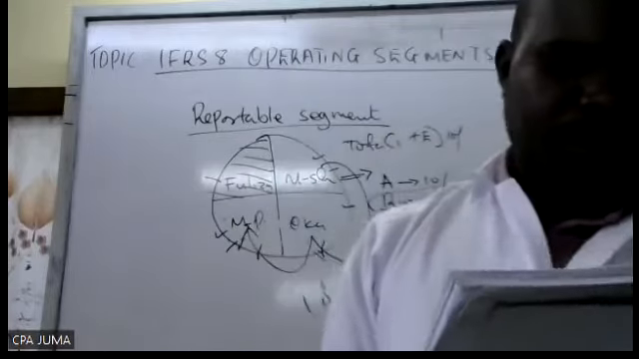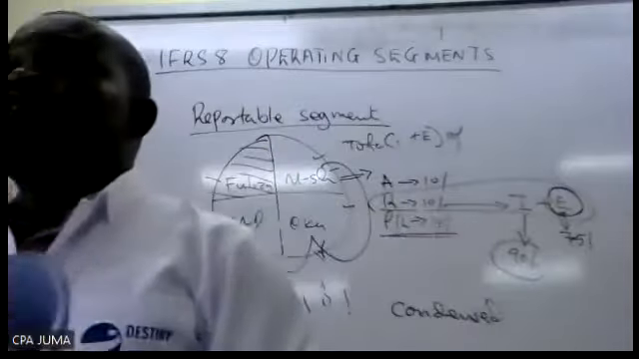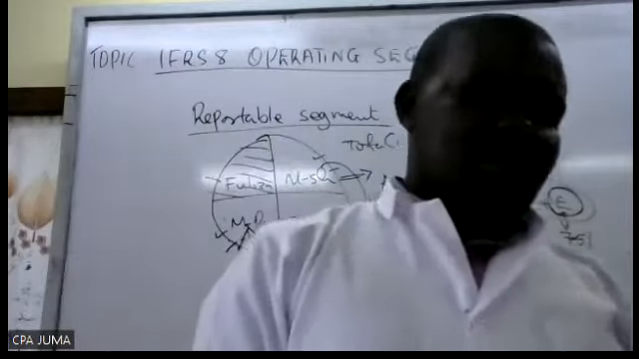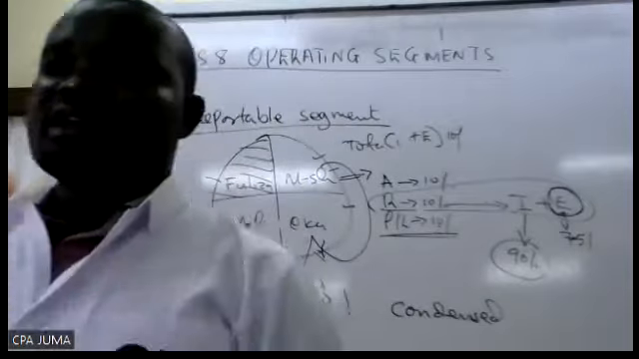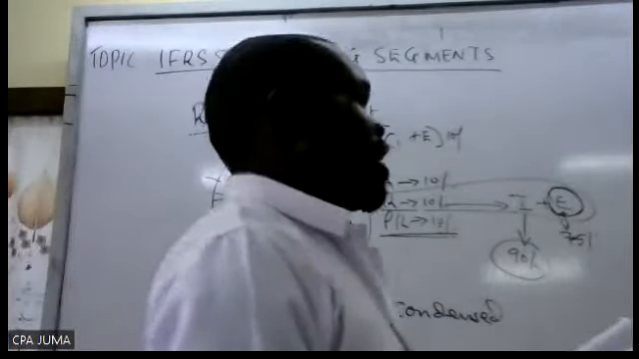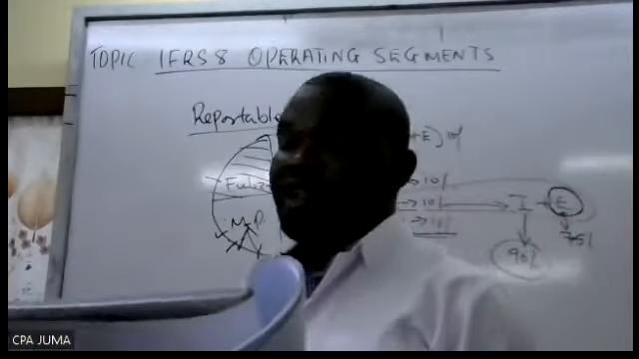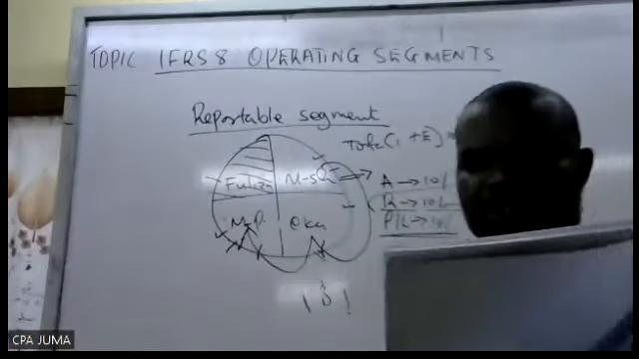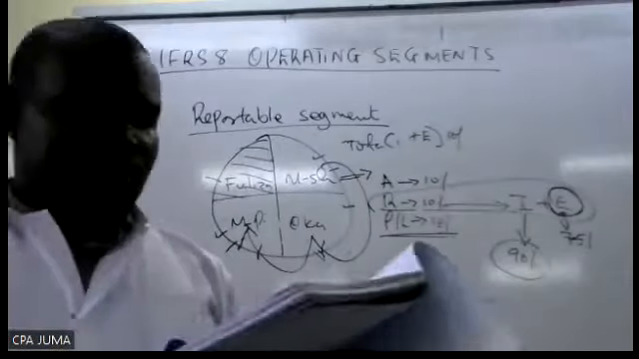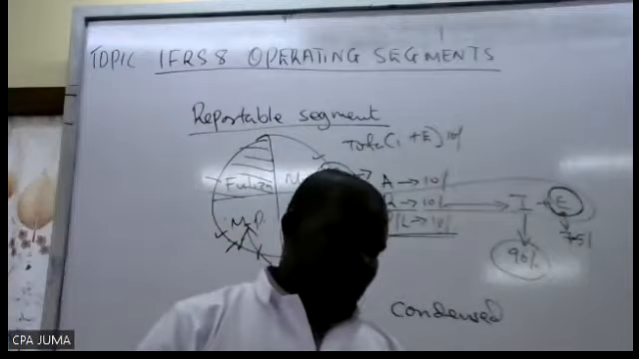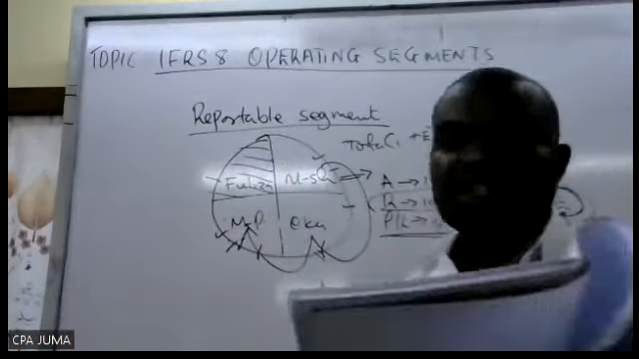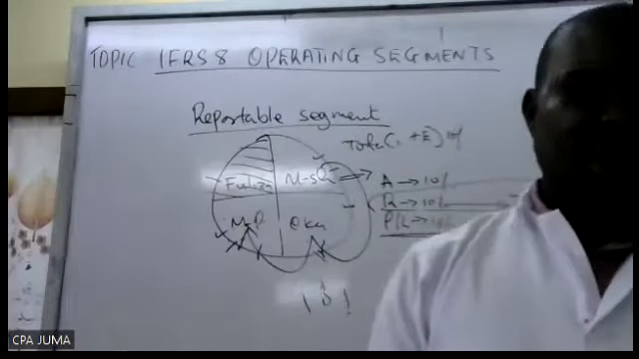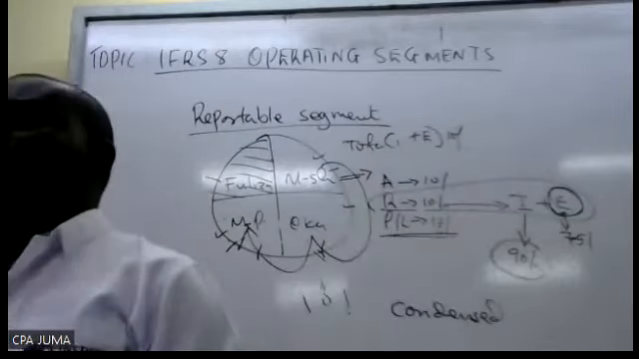Number three, it is a requirement by IFRS 8 that all listed companies in the stock market should provide a segmental report at the end of each reporting period.